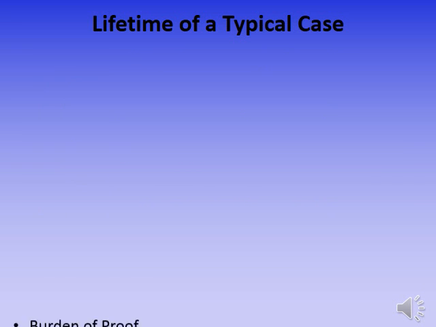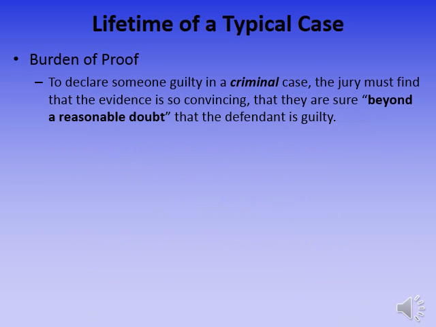I want to take a couple of moments to talk about the burden of proof in these cases that come before a court, mainly because there are some common misconceptions out there about it, and also it's kind of interesting. So bear with me here. To declare someone guilty in a criminal case, the jury must find that the evidence is so convincing that they are sure beyond a reasonable doubt that the defendant is guilty. And you've probably heard that terminology if you've ever watched any kind of police show or Law and Order type of show, that the prosecutor has to prove their case beyond a reasonable doubt.